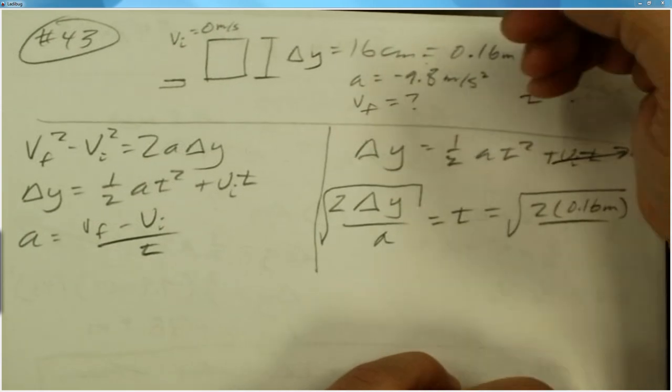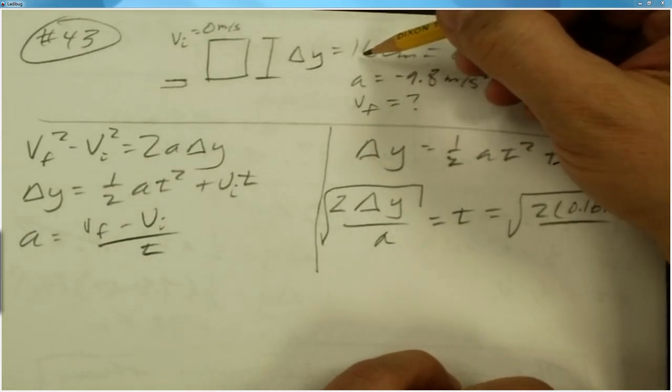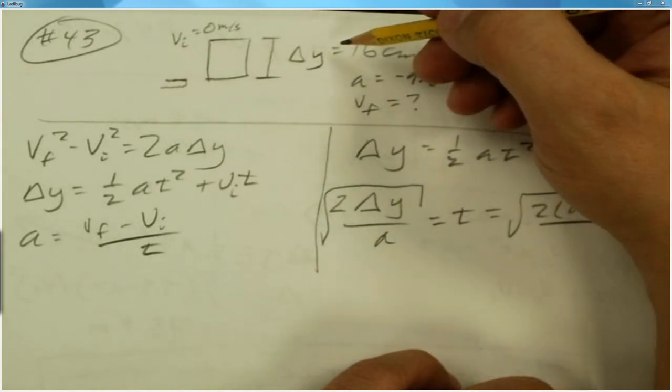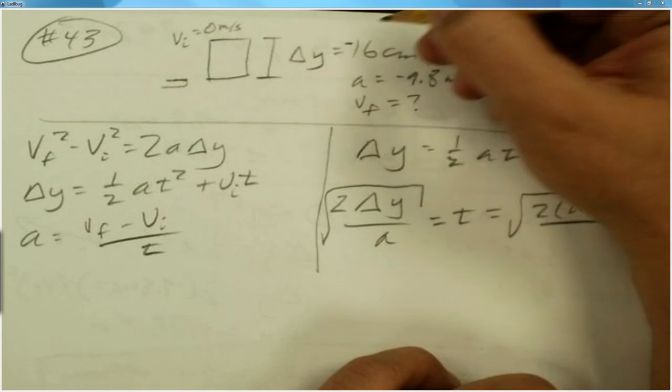I see a mistake. Is this going to be positive or negative? It's 16. Well, if it's a change in height and the bill is falling downwards, this should be negative 16. It's going to be negative 16.